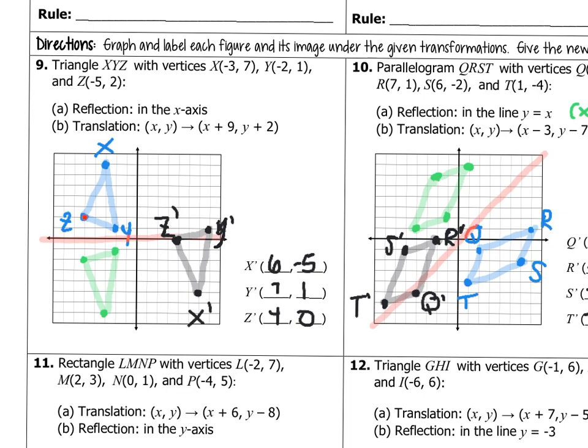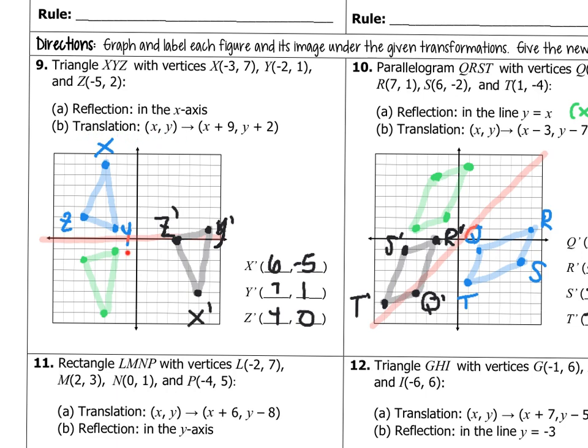Z looks like it's 2 units away. So again, my new point is going to be 2 units away. That will be my new Z. And then X was 6 units away, or 7 units away. So I'm going to go 7 units away this way and then plot that. Okay, so now I've got my reflection.